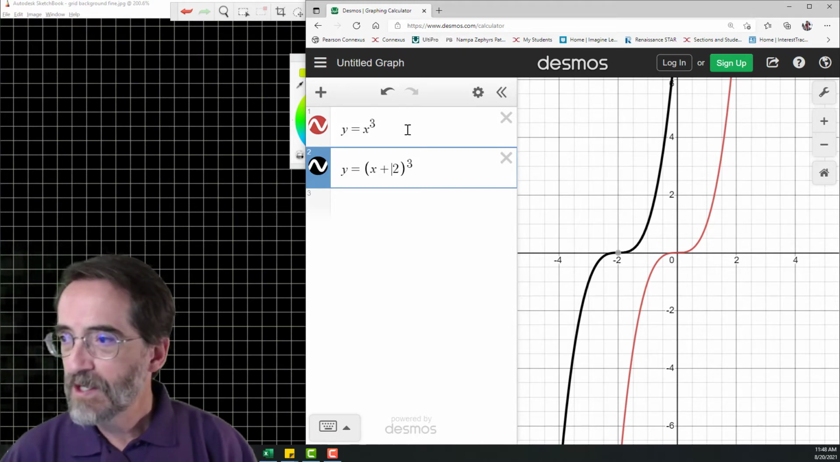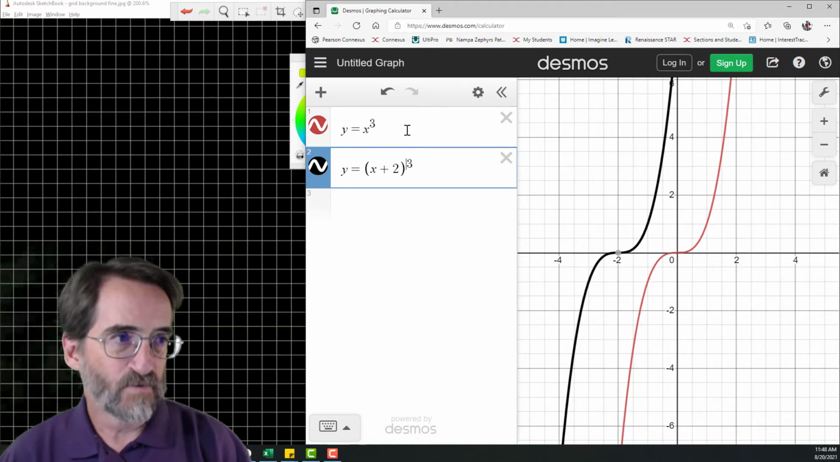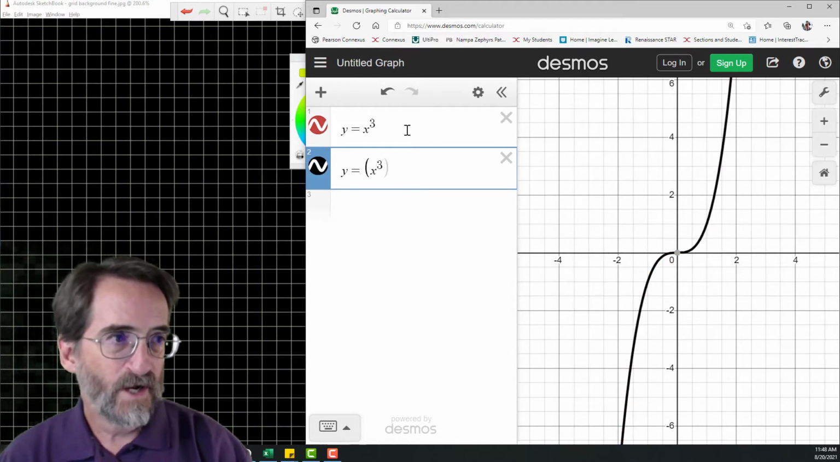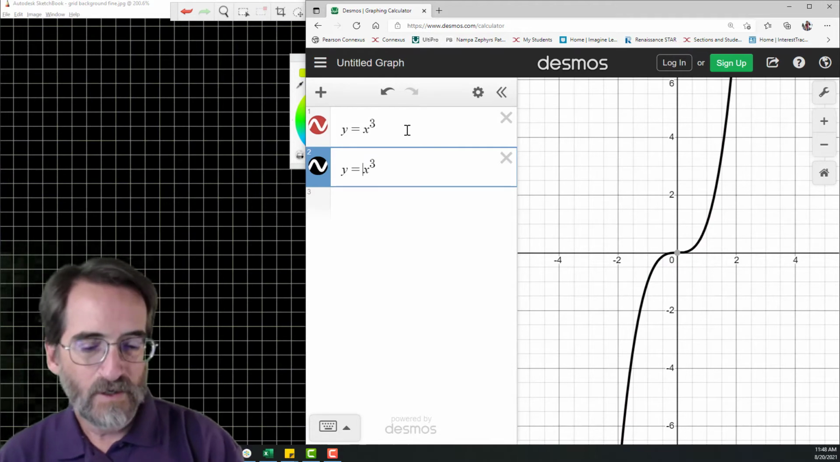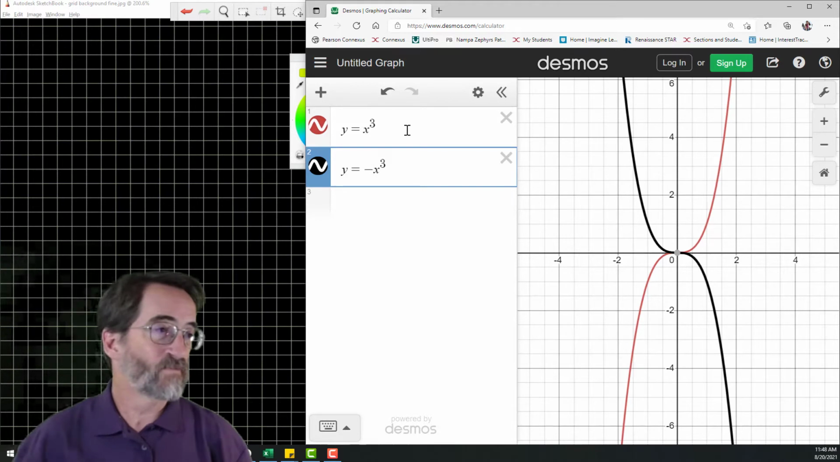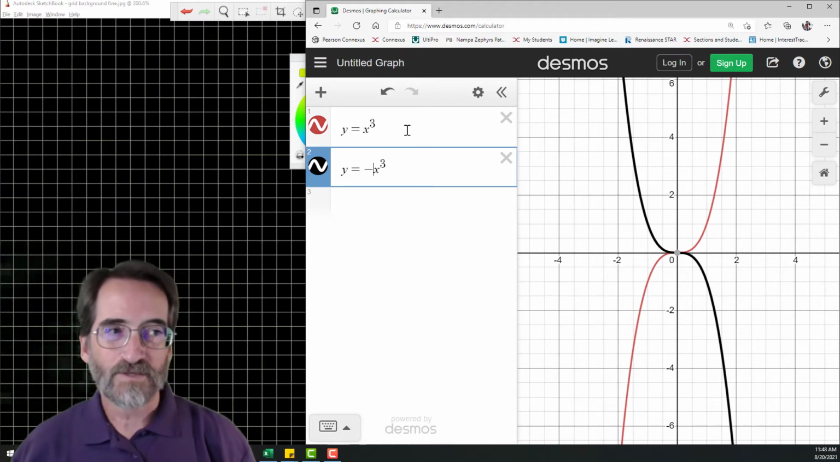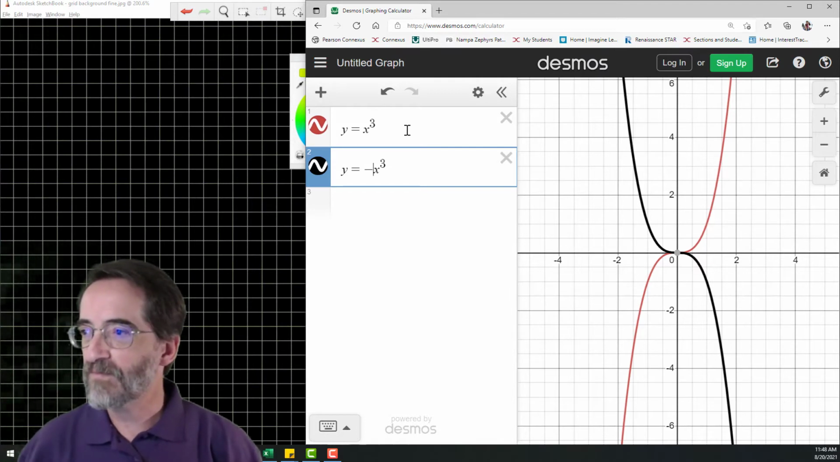Now we're talking about flipping his arms. Let's play with that here. We're going to start with x cubed. How do we flip his arms? Well, we put a negative in front. Now the left side is up and the right side is down. That's fairly straightforward. Putting a negative sign in front flips it.